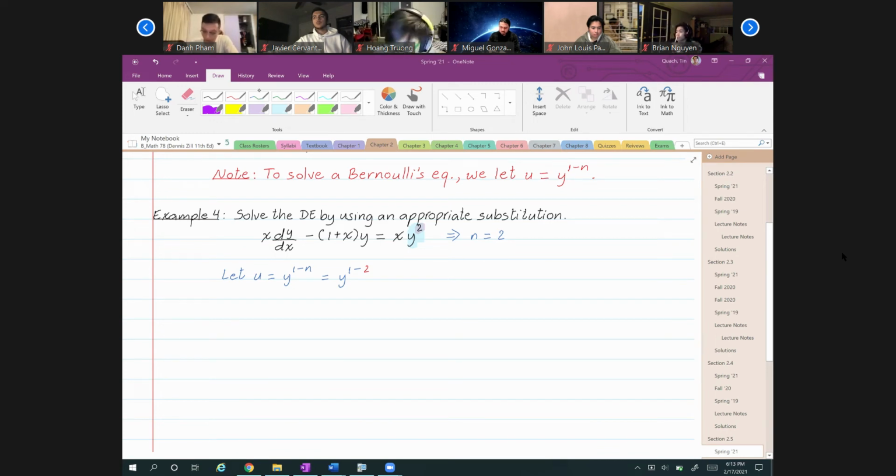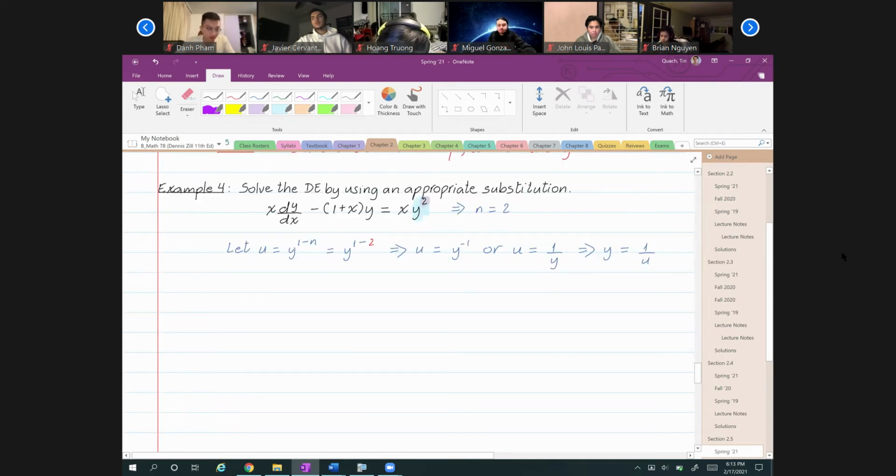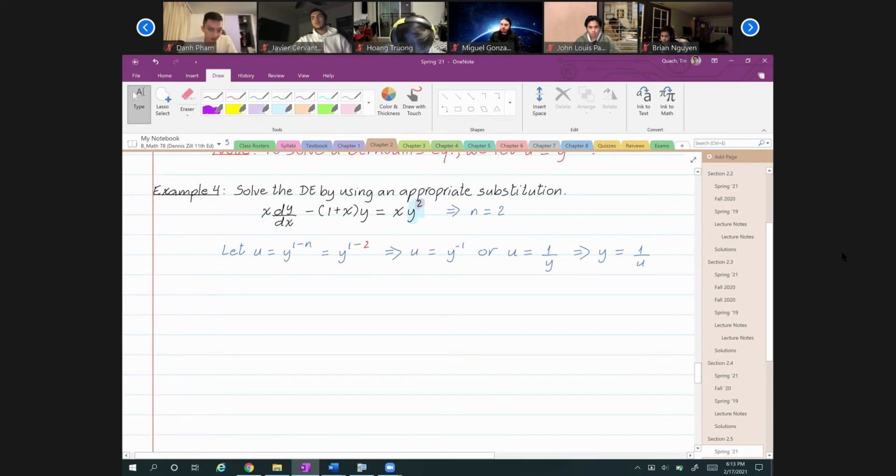So that gives you u equals y to the negative first, or it is this. That means y is equal to 1 over u. Now the reason why we do that is so we can find out what the derivative of y is, and so on. Once you have that, then what is the derivative?